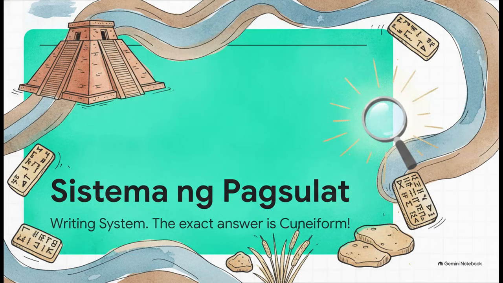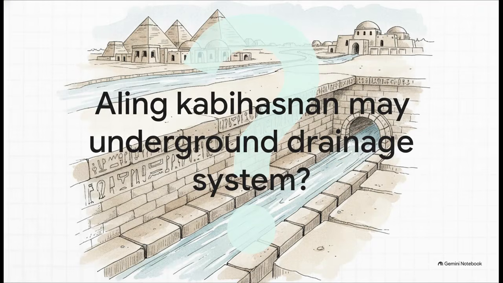Let's decode it together. Anong means what? Unang means first. And boom, there's our major keyword. Sistema ng pagsulat, which means writing system. So the prompt is saying, what is the first writing system invented in Mesopotamia? The exact answer for your exam sheet is cuneiform. Excellent job. Let's try one more just to be sure.